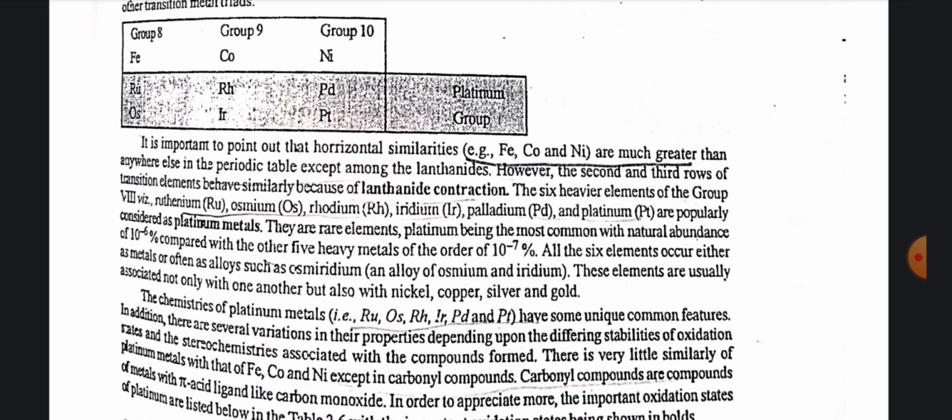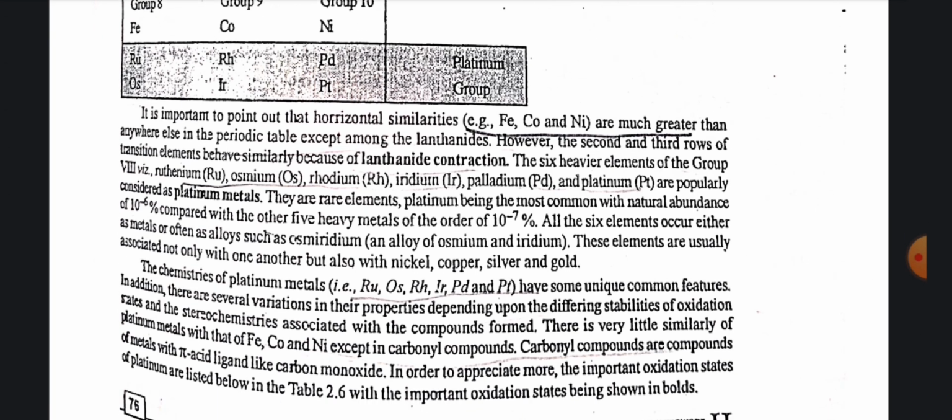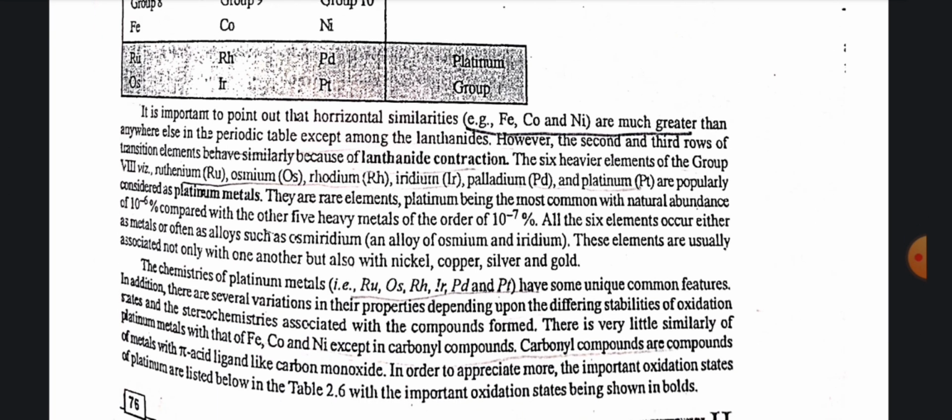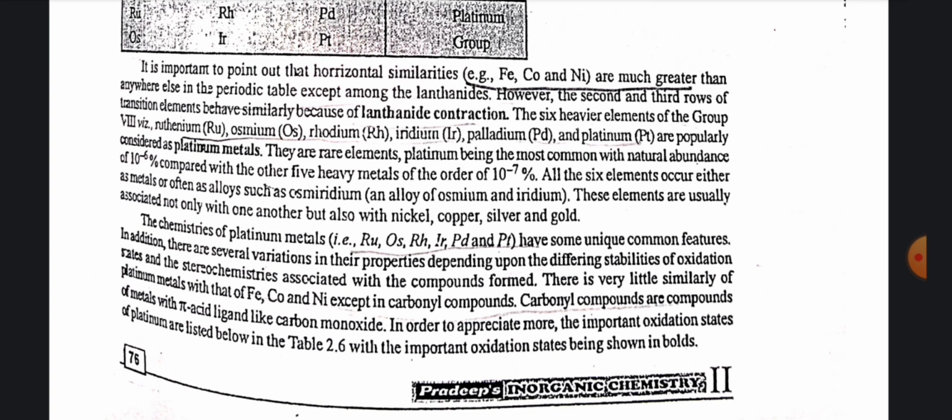The six heavier elements of groups 8, 9 and 10 are ruthenium, osmium, rhodium, iridium, palladium and platinum. Ruthenium, osmium, rhodium, iridium, palladium and platinum are properly considered as platinum metals.